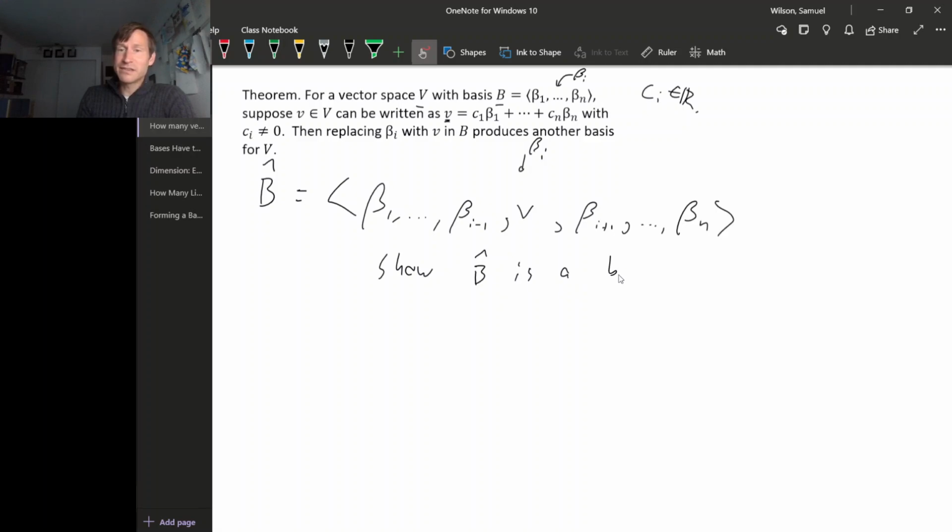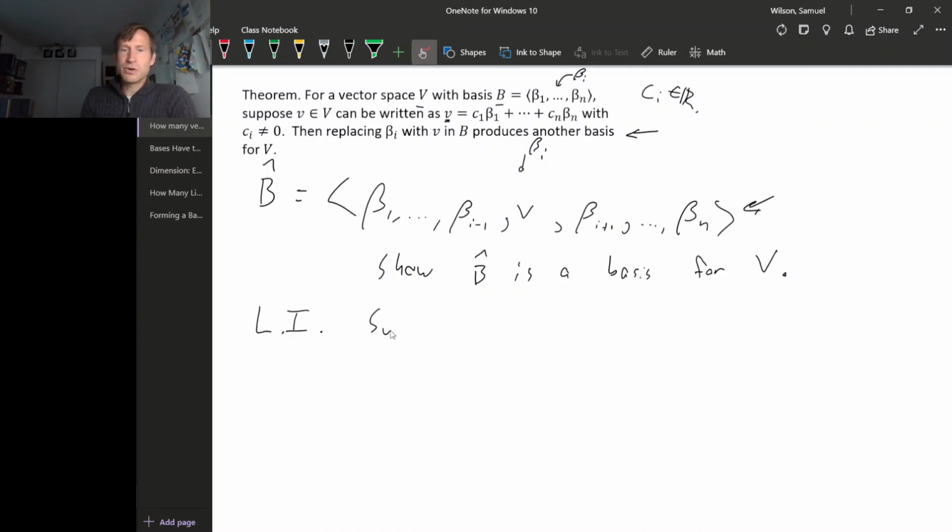All right, so what we want to do now is show that this collection, B hat, is a basis for V, right? That's what we're trying to show. We want to show that replacing beta sub i with V gives us a basis for capital V. All right, well, we need to show that this spans capital V and also is linearly independent. So let's do linear independence first.